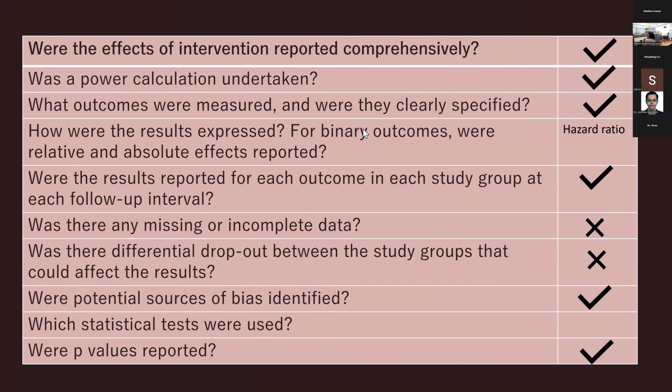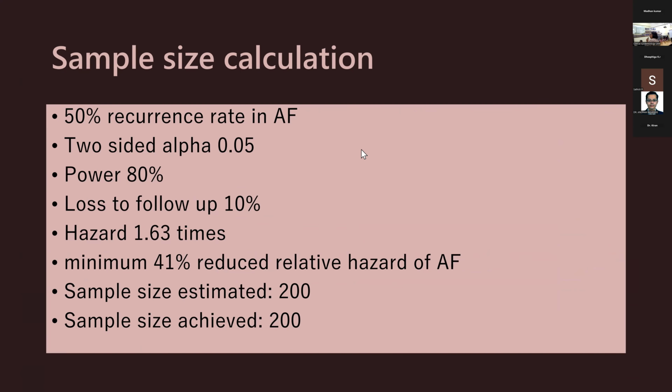So, were the effects of the intervention reported comprehensively? For sample size, they assumed a recurrence rate of 50% of atrial fibrillation post direct cardioversion, and assuming a two-sided alpha of 0.05, a power of 80% and a loss to follow-up of 10%, they estimated a sample size of 200. They also assumed a hazard of 1.63 times, but have not specified towards which direction. Is it towards the coffee consumption group or towards the abstinence group?